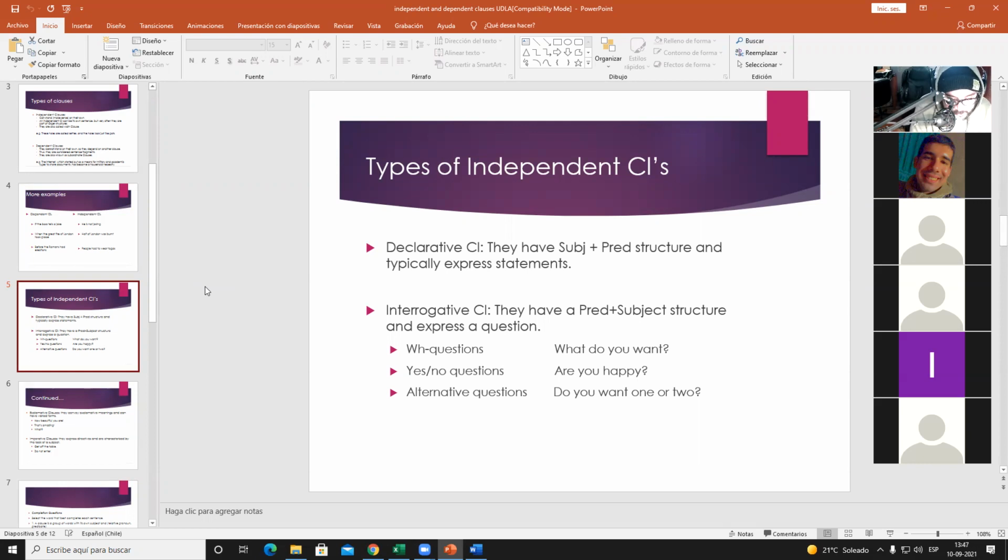Also, you can have interrogative clauses. Interrogative clauses can be of three different types, right? We have WH questions. They are called that because of the WH word with which they begin. Then you have yes, no questions, because the answer is yes or no, and basically they are formed by using the verb to be, like in are you happy? And finally, the third type of interrogative clause is the alternative question. It's called alternative question because you need to choose between different alternatives, right?